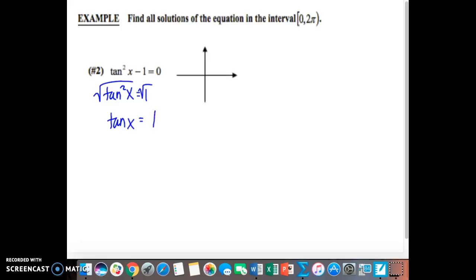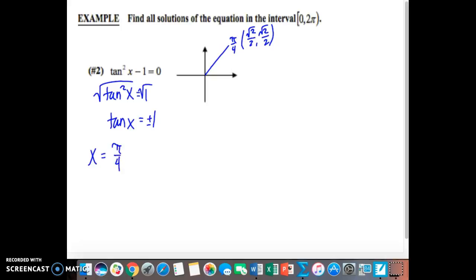But anytime we take the square root or fourth root or any even root, we are left with 2 answers, and that's the plus or minus. So now we have to ask ourselves, what angle gives a tangent value of 1? Thinking of the unit circle, when our theta is pi over 4, we have a terminal point of square root of 2 over 2, square root of 2 over 2. And since tangent is y over x, at pi over 4, tangent is 1. So we know one of our values for x will be pi over 4.